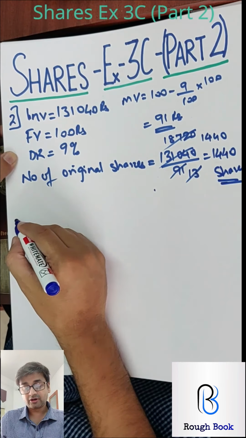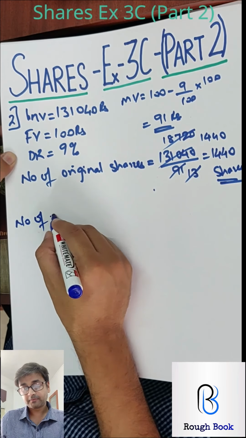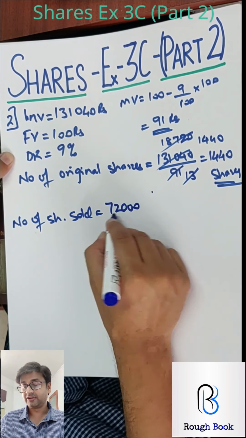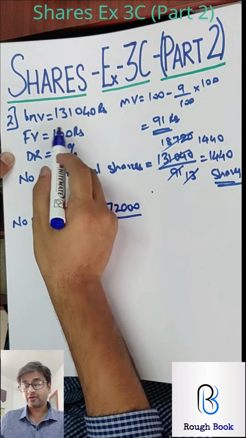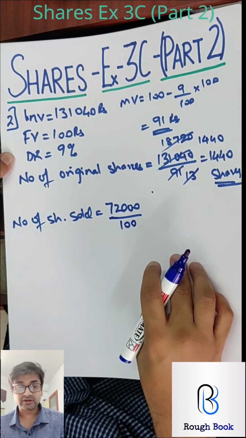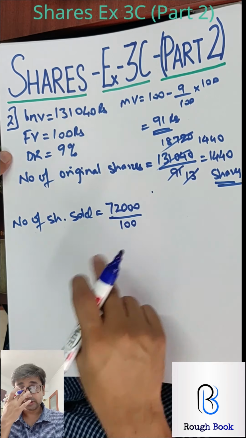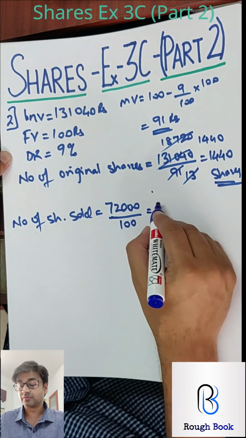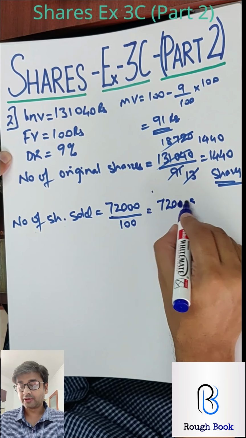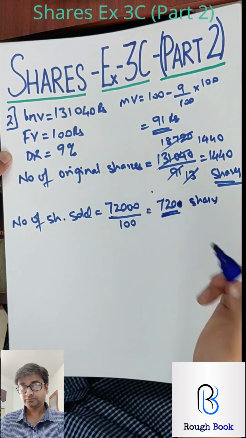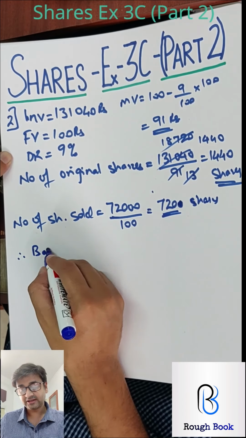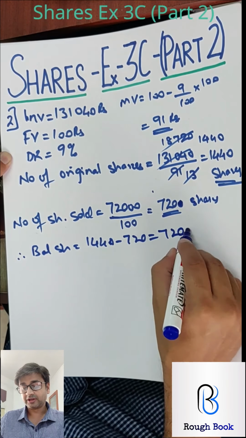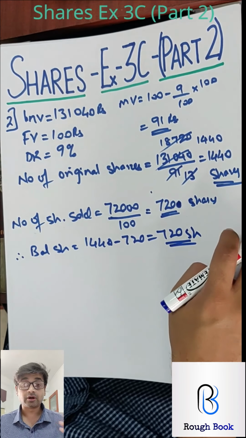Now the number of shares sold. She has sold shares worth 72,000. Worth. That is why we are going to divide by face value, not market value. That's where most of the children go wrong. They take market value here instead of face value. Worth is the most important word that we need to pick up. So number of shares sold are 720, correct? And the balance shares will be 1440 minus 720, so 720 shares.